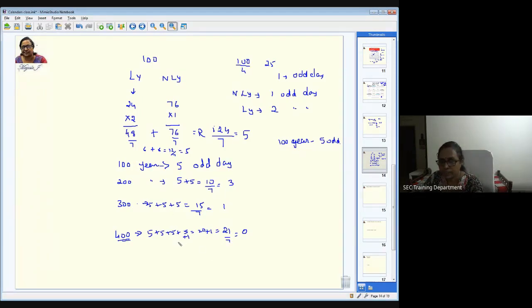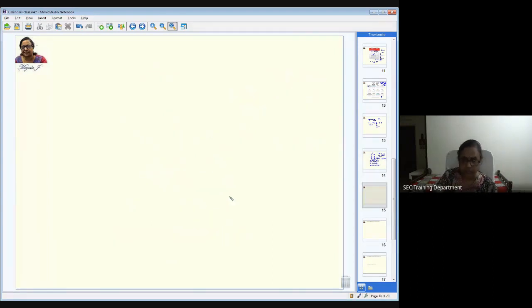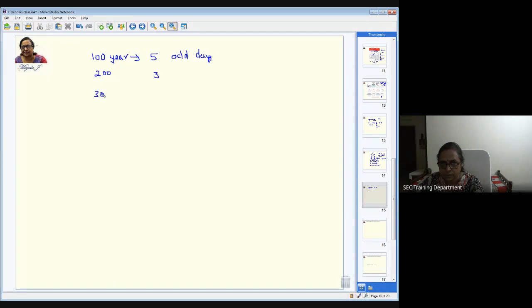So this is a basic calculation about the calendar. What you should remember here is, of course, we are going to do the same calculation for other years, but the basic thing you should remember is that every 100 years is going to have 5 odd days. And 200 years, how much was it? 3 odd days. 300 years, it's going to be 1 odd day. And 400 years is going to be 0 odd day.